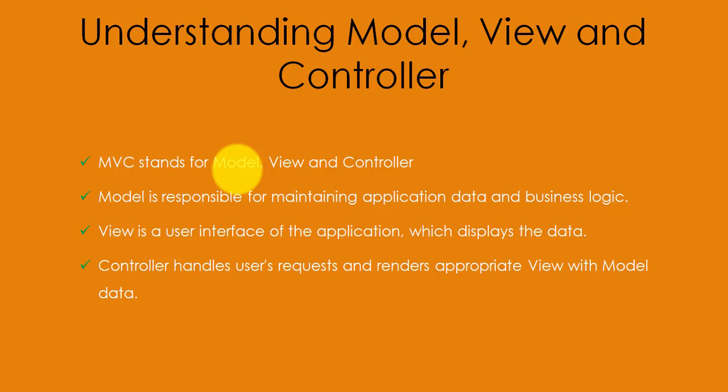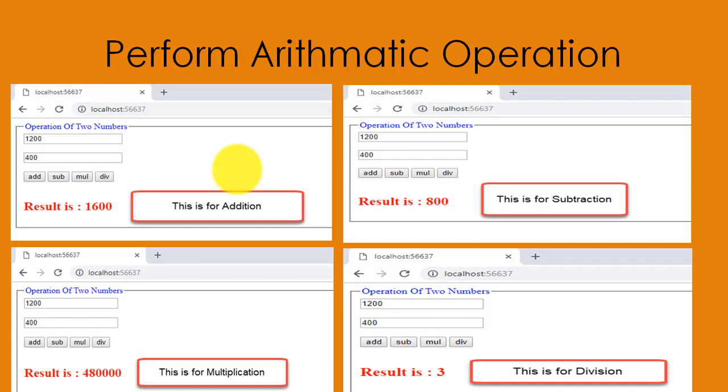So let's see what is model, view and controller. MVC stands for model, view and controller. Model basically maintains the application data and contains some business logic, view is nothing but the UI part which displays the data, and controller handles the user request and sends the appropriate view to the model. Whatever architecture we have defined is described in text, so we can get all the things here. And these are the arithmetic operation screenshots. I have already created a sample application on how to build the MVC application and perform arithmetic operation. This is all about the output screenshots.